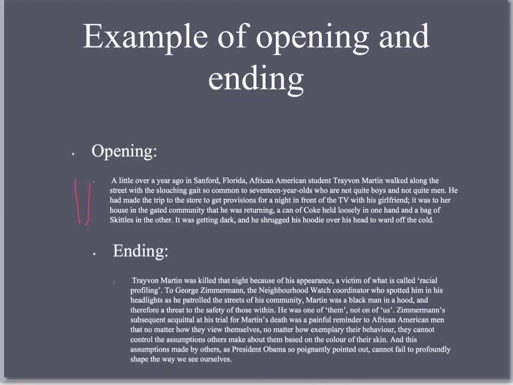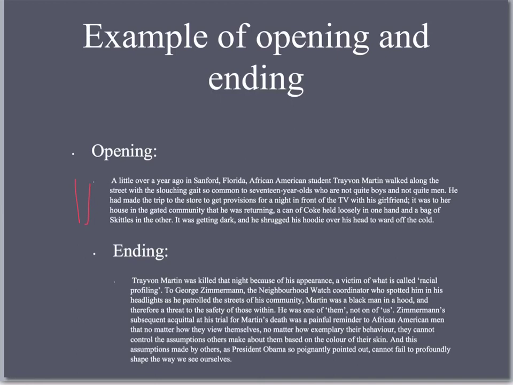So I've said, Trayvon Martin was killed that night because of his appearance, a victim of what is called racial profiling. To George Zimmerman, the neighbourhood watch coordinator who spotted him in his headlights as he patrolled the streets of his community, Martin was a black man in a hood, and therefore a threat to the safety of those within. He was one of them, not one of us. That should be one, sorry.